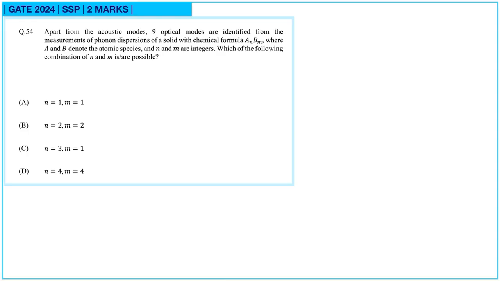Next, apart from the acoustic modes, 9 optical modes are identified from the measurements of phonon dispersion of a solid with chemical formula A_N B_M, where A and B denote the atomic species and N and M are integers. Which of the following combinations of N and M are possible? Now here the number of optical modes is given as 9.